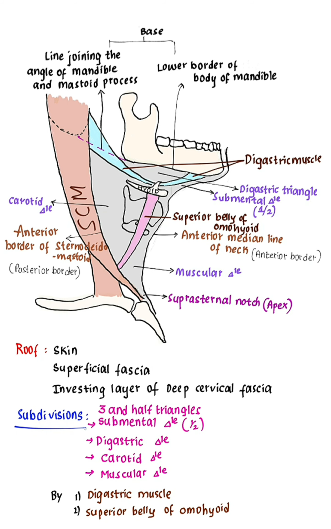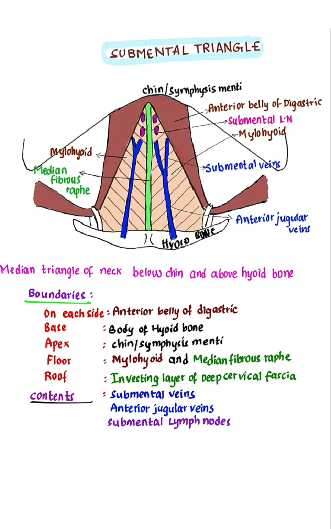Subdivisions of anterior triangle. Anterior triangle is further subdivided into 3.5 triangles by anterior and posterior belly of digastric muscle and superior belly of omohyoid. In some books, they have mentioned only anterior belly of the digastric along with the superior belly of the omohyoid divides the anterior triangle. The 3.5 triangles are half submental triangle and remaining 3 are digastric triangle, carotid triangle and muscular triangle. Next, let's see submental triangle.